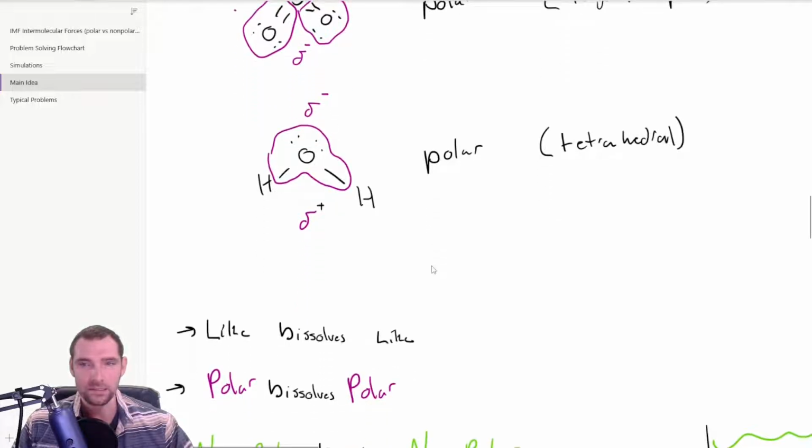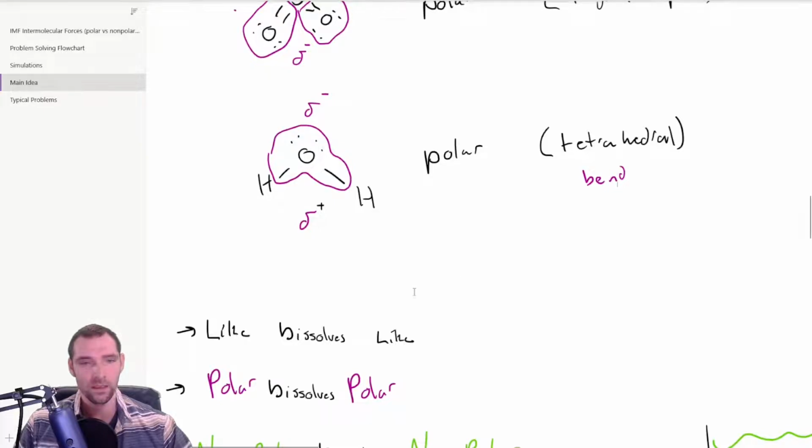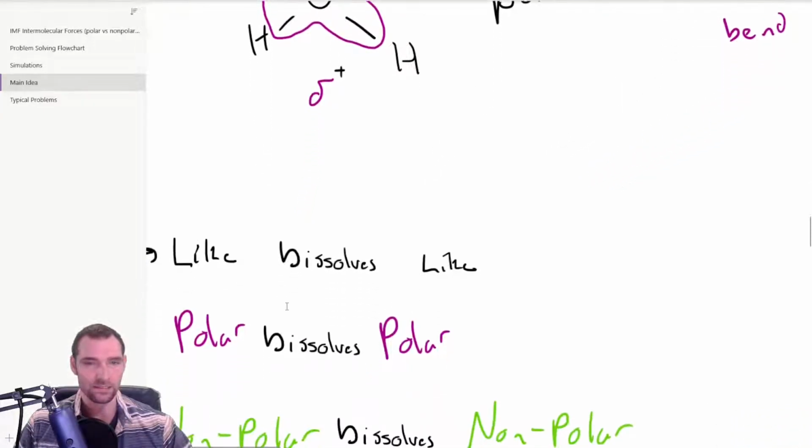This is actually a tetrahedral shape, but this is what we would call a bent molecular shape because we've got the tetrahedral with the electron orbitals, but if you don't consider that, this is bent. So when we have something that's bent, it's most likely polar because you can't really cancel out those bonds there. So that's another way of thinking about this and kind of visualizing what's going on with these electrons being shared between the two sides. There's also this idea of like dissolves like.